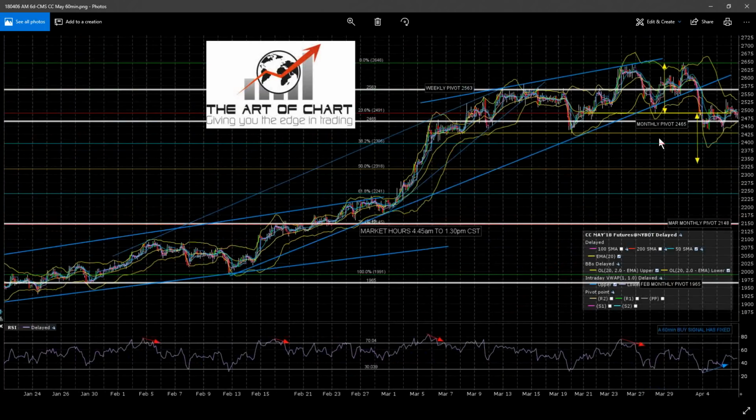CC. CC, I think the head and shoulders is forming here. We've got a full 60-minute buy signal. Looks like it's got some more life in it. We have pretty much a perfect touch of this possible head and shoulders neckline that I'd put in. The ideal right shoulder high would be at a backtest of the weekly pivot.